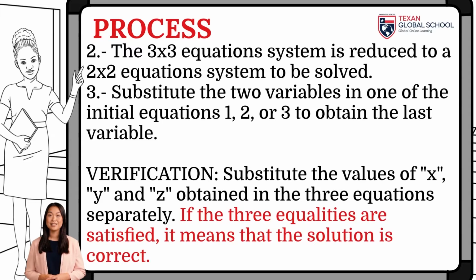Finally, it is suggested to substitute the 2 variables obtained in one of the initial equations 1, 2, or 3 to obtain the last variable. To verify, we must substitute the obtained values of x, y, and z in the 3 equations separately. If the 3 equalities are fulfilled, it means that the solution is correct.